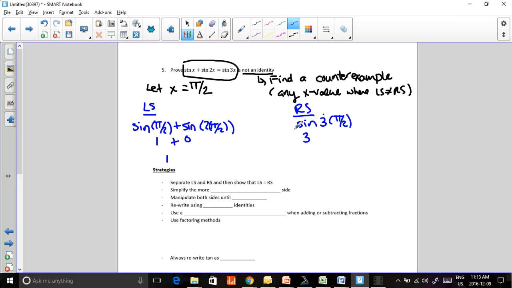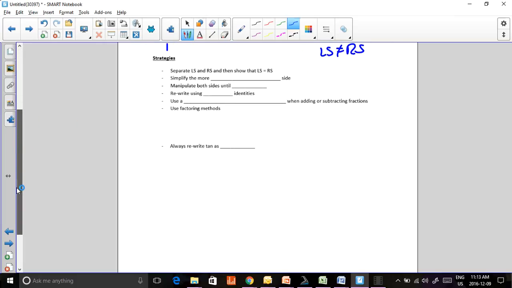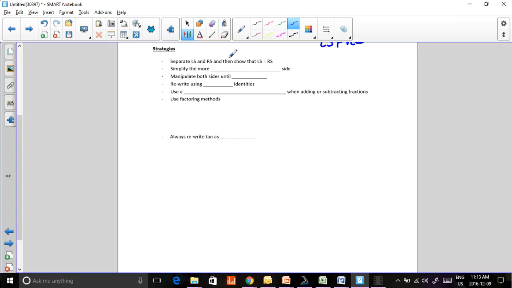Now the sine of 3 pi over 2 is -1. So therefore, left side does not equal right side, and so this is not an identity. So sine x plus sine 2x does not equal sine 3x, even though it looks like that might work. It doesn't work. Proved it with the counterexample. Drop the mic. All right, so some strategies that we can use.